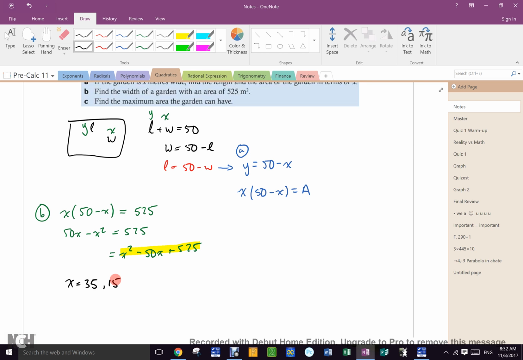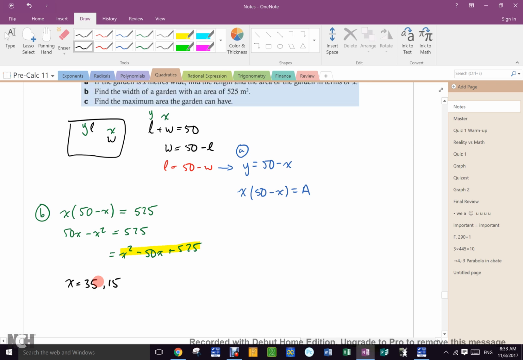I don't really know. Anyway, so I got this to be negative 15 because I completed the square. But regardless, I'm going to... That's frustrating.